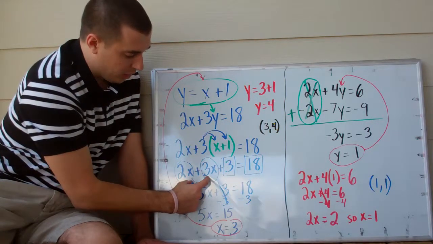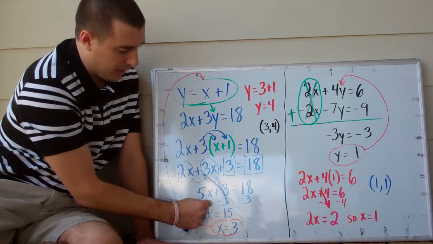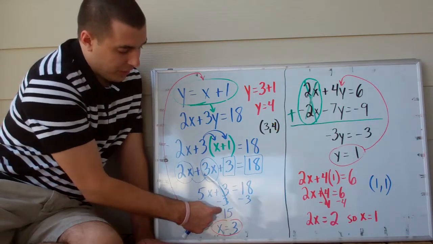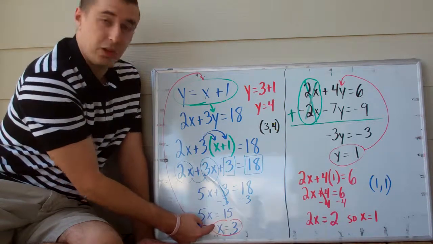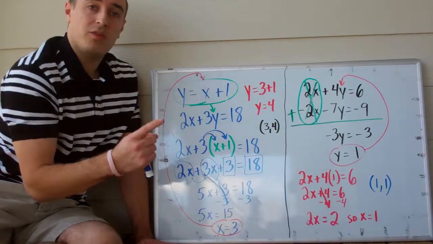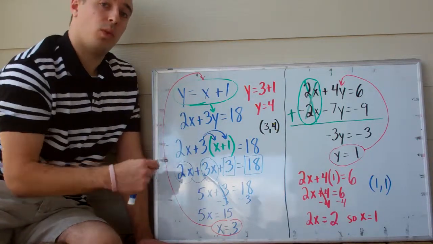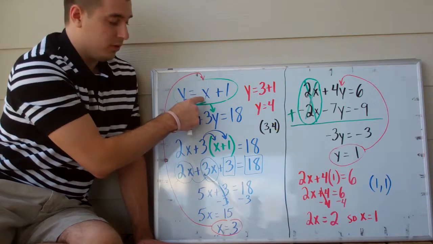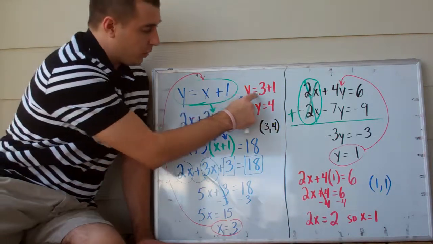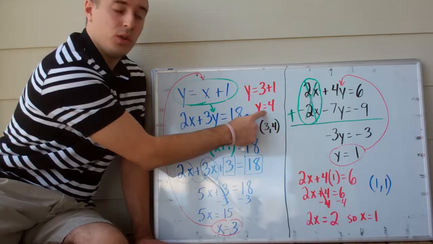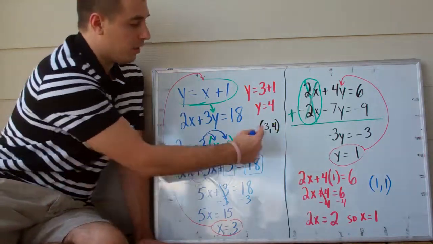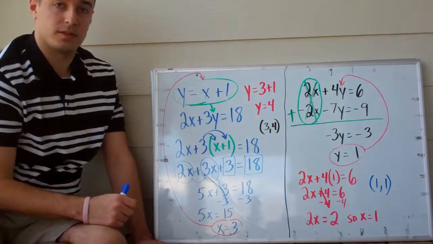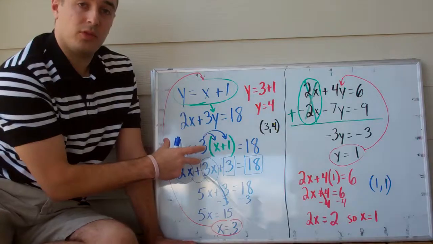We combine like terms, so the 2x and the 3x become 5x. We can move this 3 to this side: 5x equals 15, divided by 5, x equals 3. So now I know what one of my variables equals, but I need to figure out what y is. So the red line right here, plug it back into our original: y equals 3 plus 1, so y equals 4. So our solution would be (3, 4), because x equals 3 and y equals 4. So that's substitution right there.